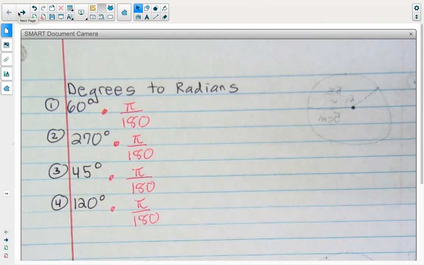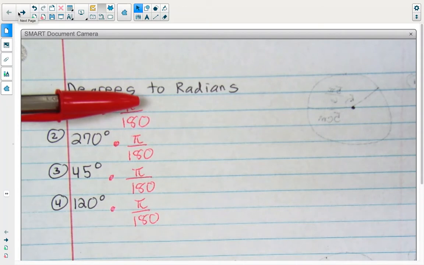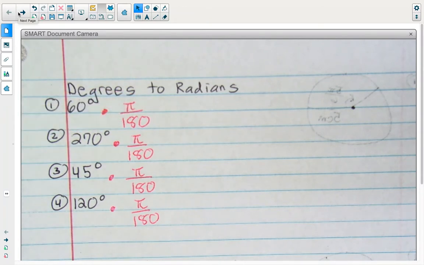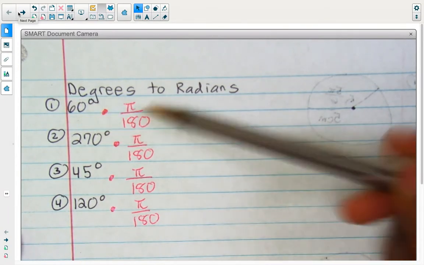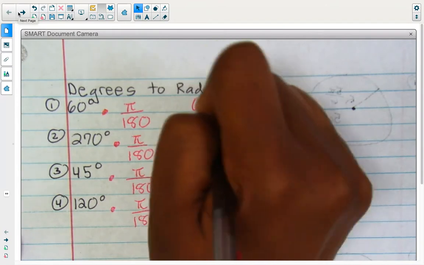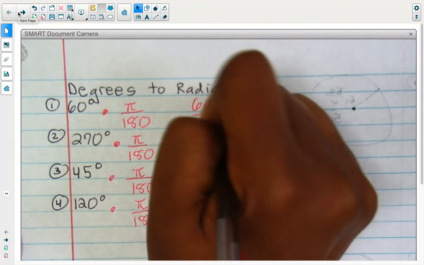So that is our conversion factor. When you're going from degrees to radians, you multiply by pi over 180. Now what we're going to do is simplify our fractions. So when you multiply, you do top times top and bottom times bottom. So this is going to give me 60 pi over 180.